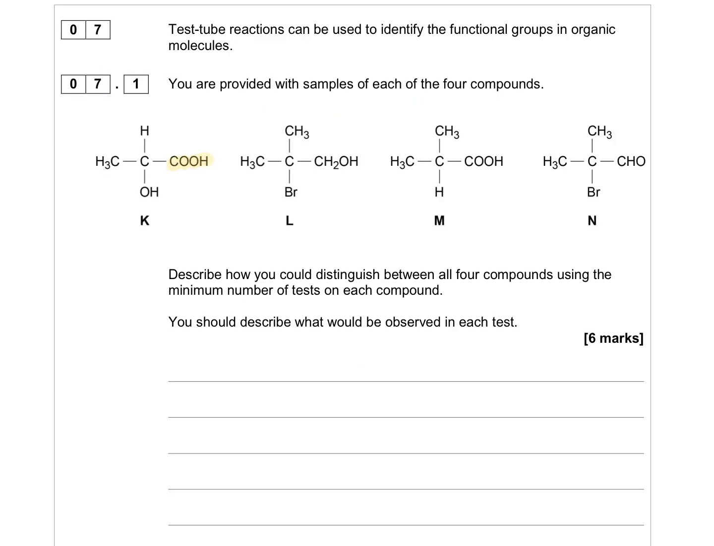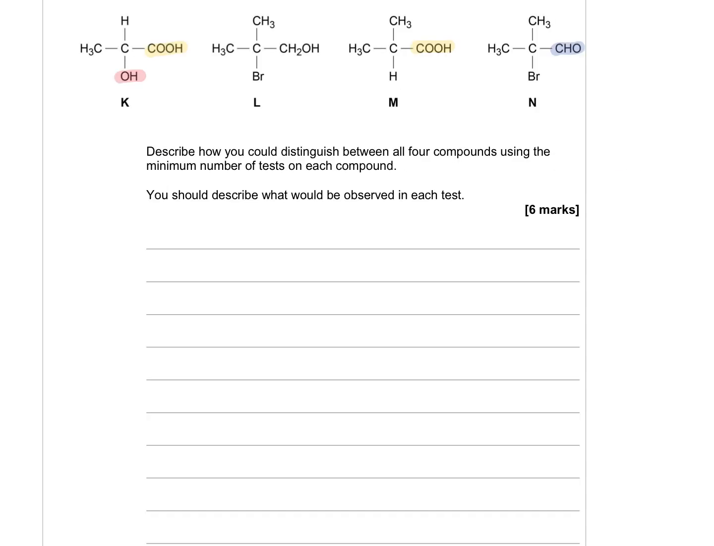So question 7 is checking that you can identify different functional groups, and it's really important that you use the minimum number of tests. So we can see K and M have both got carboxylic acids, K has got an OH, N has got an aldehyde. So let's think about the logical sequence. Now, I'd write this out like a method. So step 1, step 2, step 3.